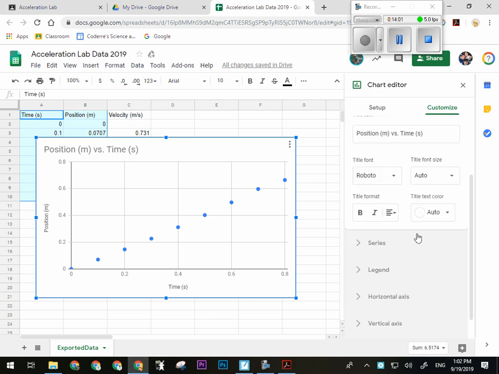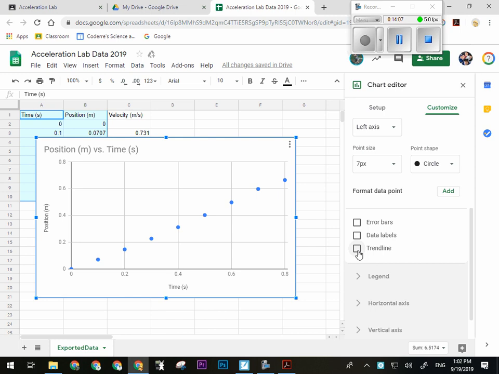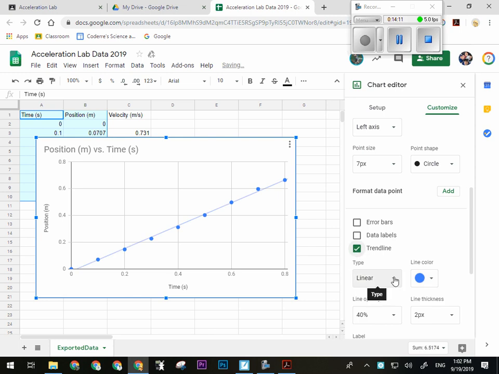Actually, I'm not even going to change that, just to show you guys here. All right, so in series, we want to have a trend line. So we click on that. But this time, I don't want it to be linear. I want it to be exponential, because I'm supposed to have a curve here.